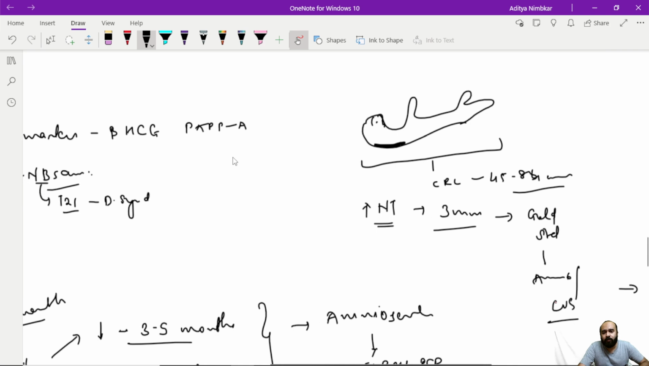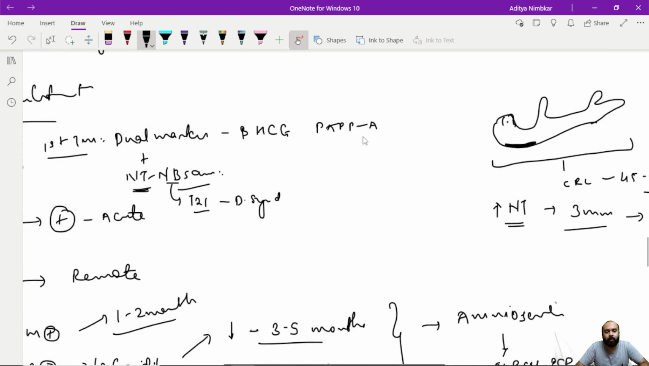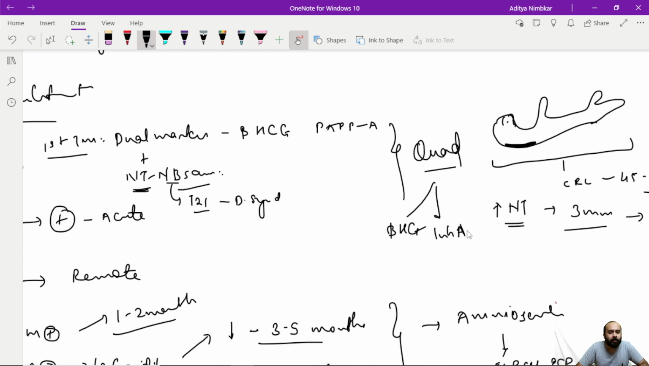If you do not manage to do your dual marker, then in the second trimester you can do quadruple markers. In quadruple markers, you again have beta HCG, then you have inhibin A. How do you remember it? Remember, this is the first marker that you test in your body, in your life, which is going to be A. A is the first alphabet. Whereas when you grow up, when you become pubertal, then your ovaries start secreting inhibin B along with estrogen.